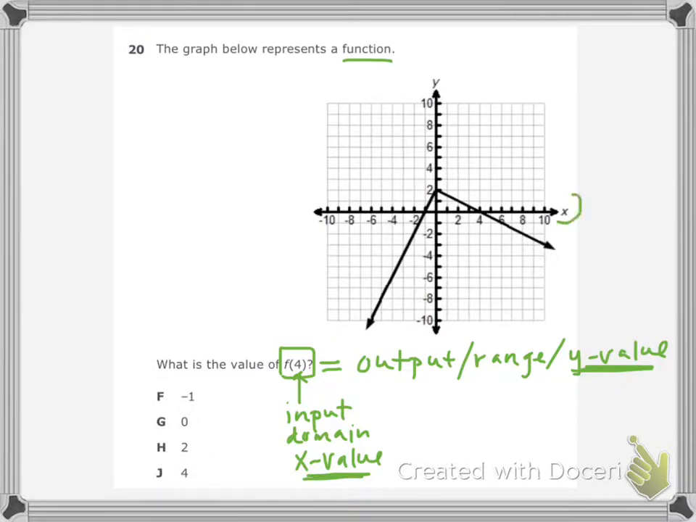So we're going to look at the x-axis. We're going to go to where 4 is, and it happens to be right at our graph. So the coordinates of that point are 4, 0. So when my input is 4, my output is 0. 0 is what it wants. So G is my answer.